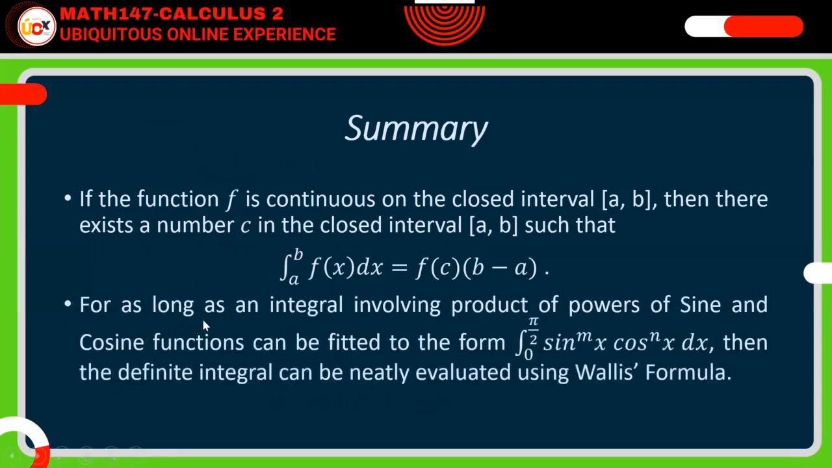And for as long as an integral involving a product of powers of sine and cosine functions can be fitted to the form integral of sine to the m of x cosine to the n of x dx from 0 to pi over 2, then the definite integral can be neatly evaluated using Wallis' formula.